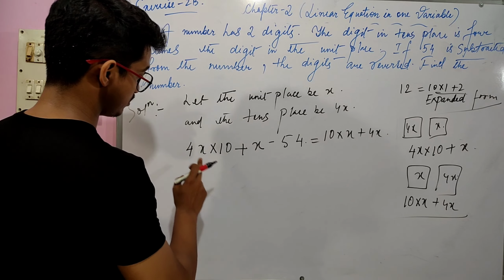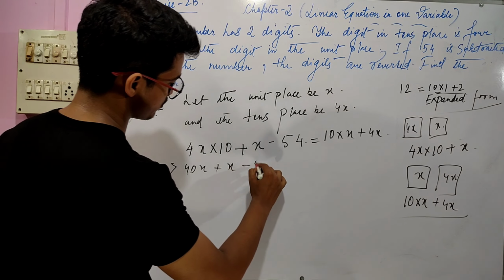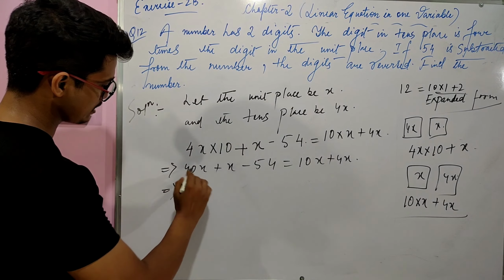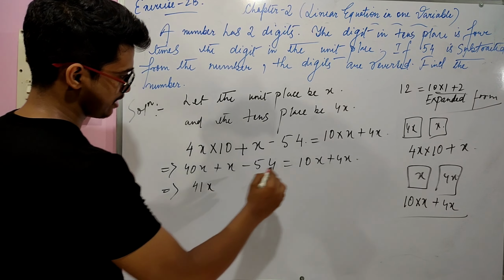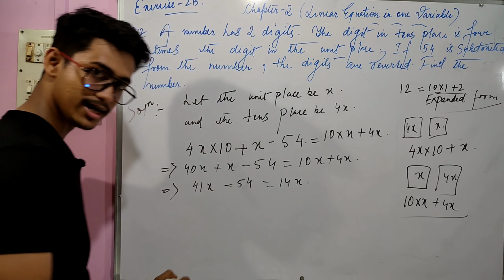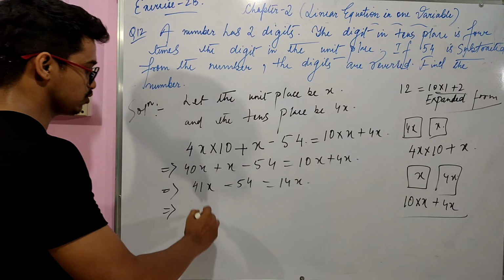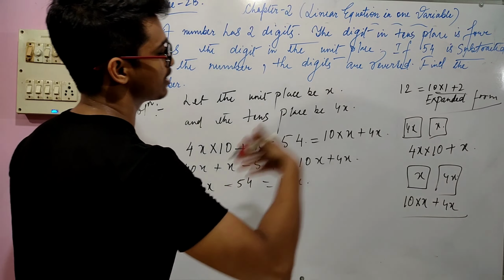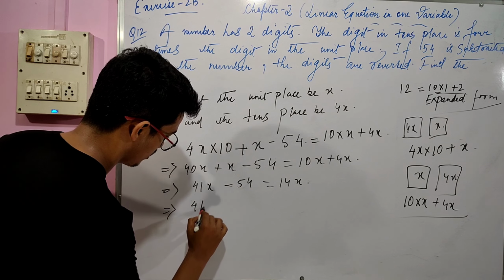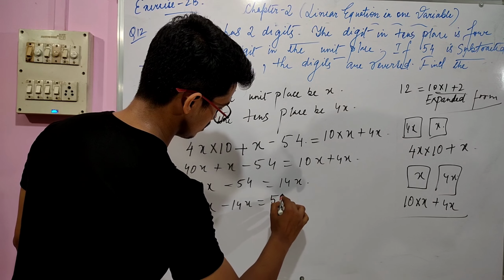So 4x into 10 will be 40x, plus x, minus 54, equal to 10x plus 4x. 40x plus x will be 41x, minus 54 remains the same, and 10x plus 4x will be 14x. So 14x and 41x are both like terms. Let's shift the like terms to one side and the remaining part to the right-hand side. So 41x minus 14x equal to 54.